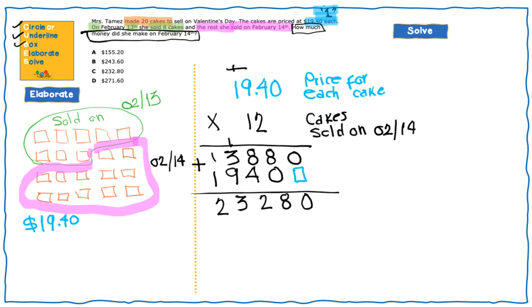Now we're going to count how many decimals we have in each factor. In this one we have 1 and 2, and on this one we have none. So the total will be 2 decimal places.